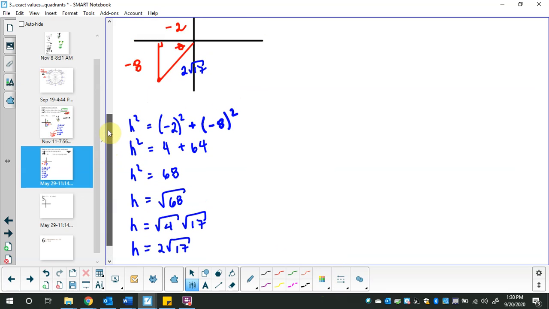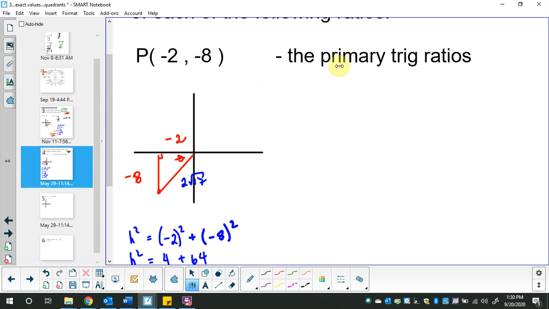All right, so now let's do this. I'm going to write everything down, pretending that maybe you've not remembered your grade 10 trig. So sine theta is opposite over hypotenuse. This is my angle, so this is opposite, this is hypotenuse, this is adjacent. So opposite over hypotenuse is negative 8 over 2 root 17. So it's negative 4 over root 17.